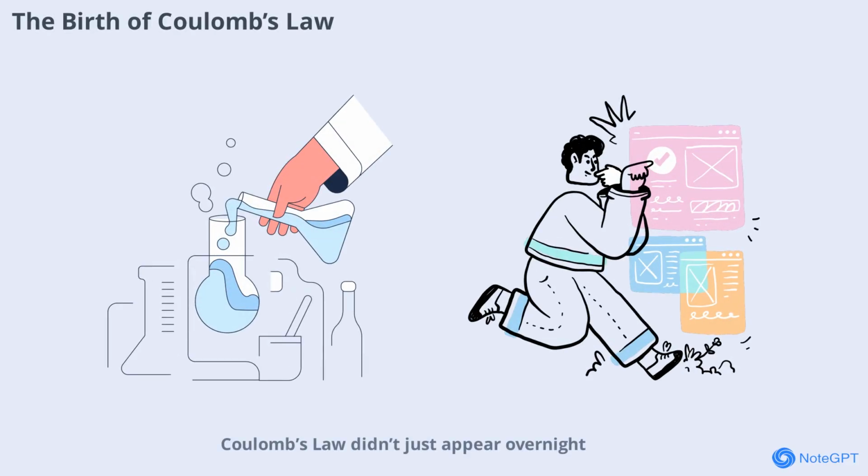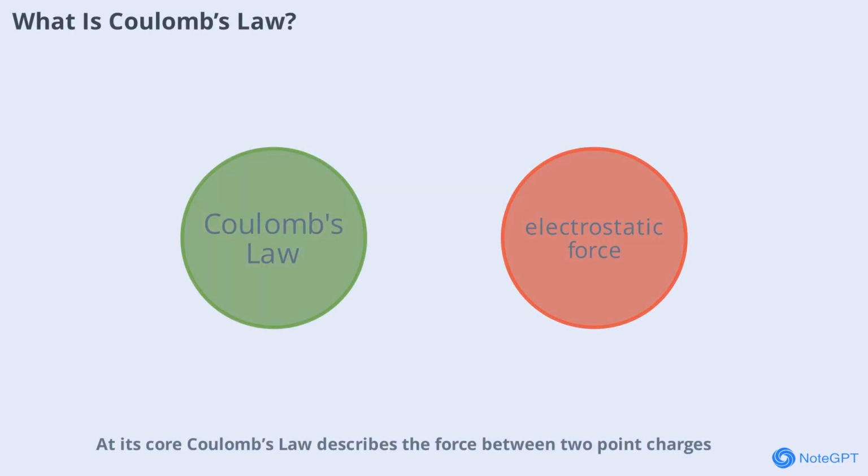Coulomb's law didn't just appear overnight. It was the result of careful experimentation and observation. Using a torsion balance, Coulomb measured the forces between charged objects and noticed a clear mathematical relationship. His findings were published in the late 1700s and quickly became a cornerstone of classical physics. The law provided a quantitative way to predict how electric charges interact, which was revolutionary at the time. This breakthrough paved the way for future research in electricity and magnetism, setting the stage for the development of electromagnetism as a whole.